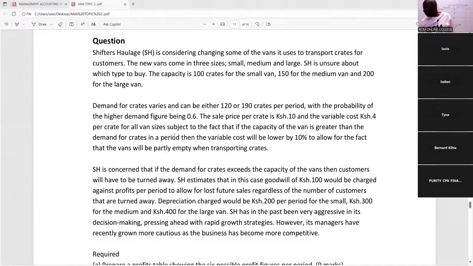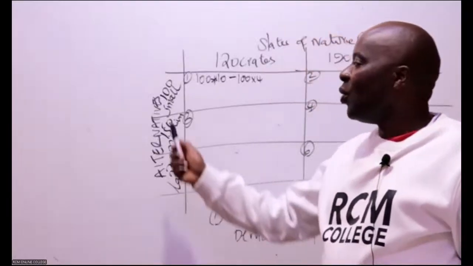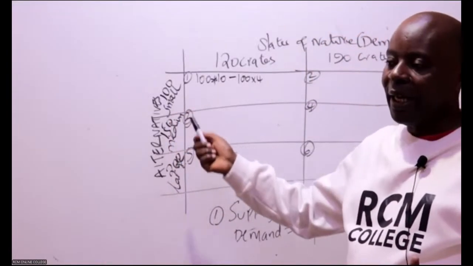There is a place where they have given a selling price here. The sales price per crate is 10, and the variable cost is 4. So then I'll take 100 times 10. And the variable cost in this case, you can see, will be 100 times 4. Because always this variable cost will be pegged on what we are carrying, what we are supplying.